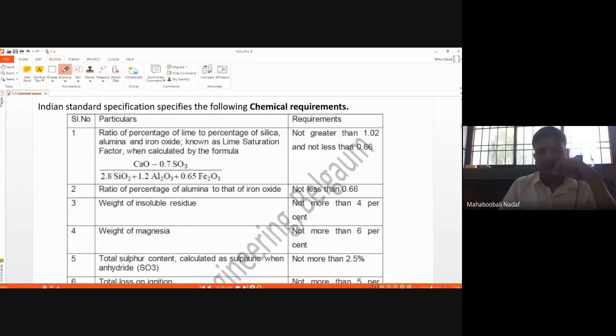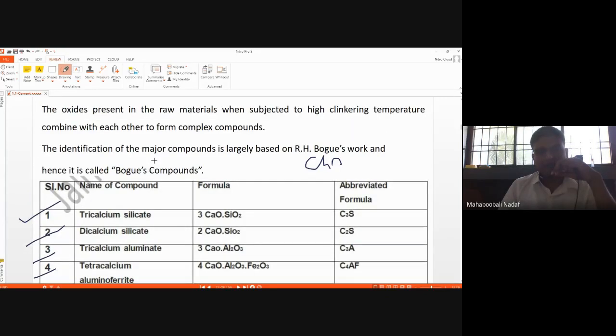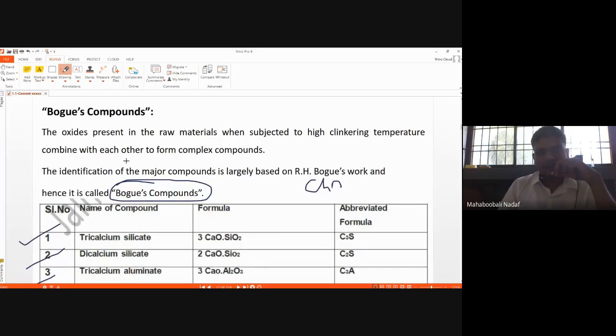The chemical compounds which are present in clinker, these four compounds will be present in the clinker. The name given to these compounds is Bogue's compounds. Understand? This point is clear. So the name Bogue's compounds is very, very important. Bogue's compounds are present in clinkers.